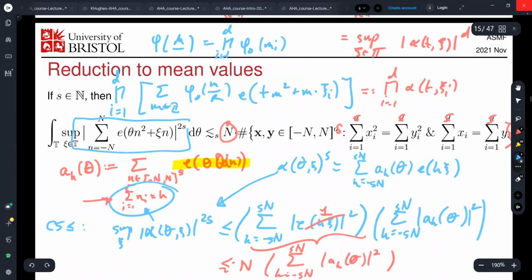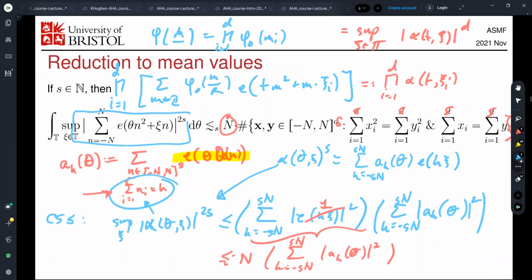Oh, I see there's something in the chat. Is the T star bound from Schur's lemma? Oops, T lambda. Yes, it's basically Schur's lemma. But I think you asked that a while ago. We can come back to that at the end if there's another question.